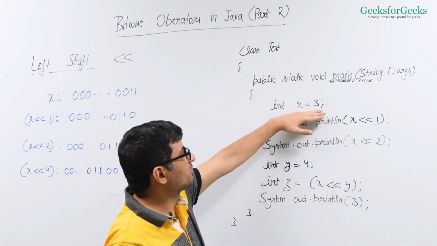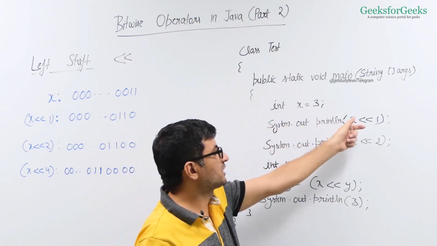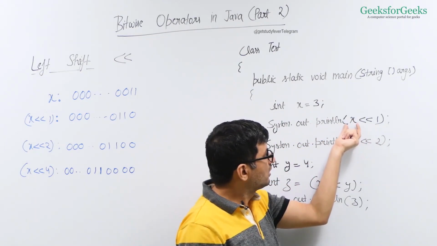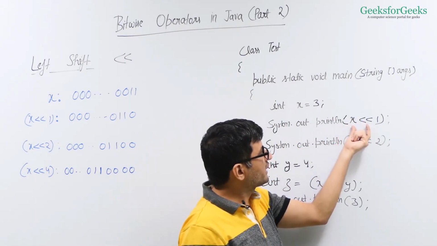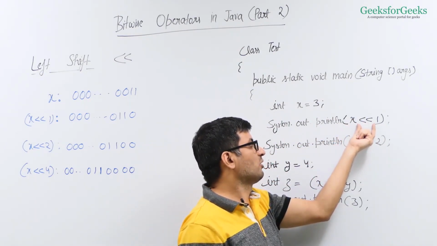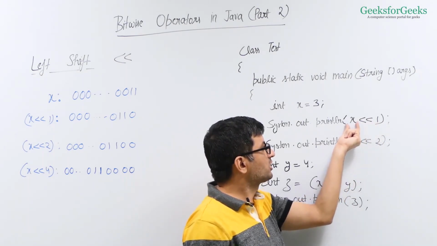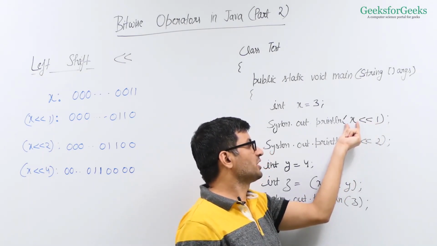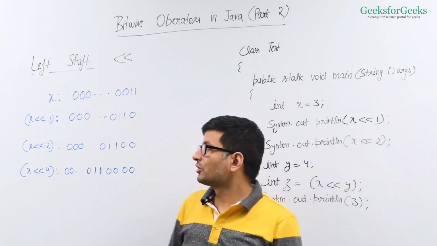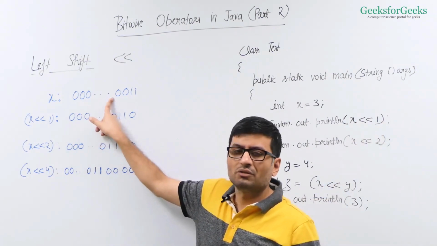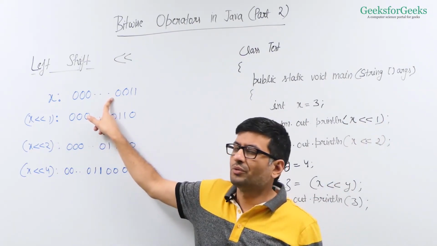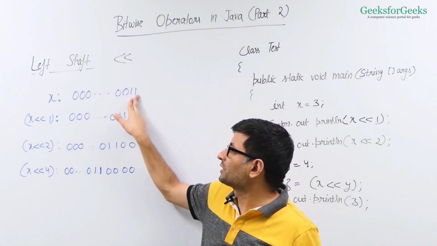So if you have x equal to 3 and you left shift x by 1, so when we say x << 1, it means we need to shift the binary representation of x by 1. So this is the binary representation of x. We have x equal to 3, so we have 30 zeros and then 2 ones.